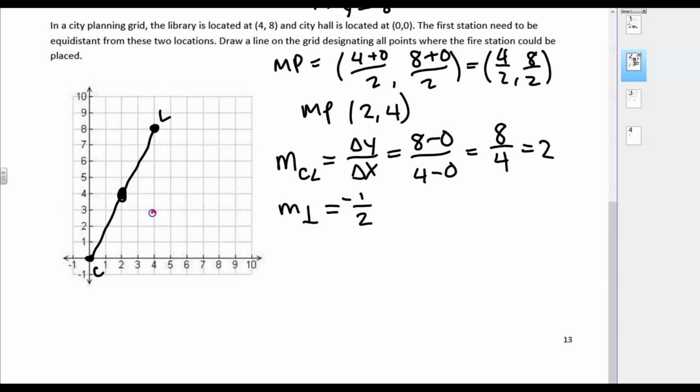So if I go down 1 over 2, and then I can reverse that from here too, this is the line we could draw on our map of all the possible locations for the fire station. All of the points on that line would be equidistant between C and L. They're not all equally close, of course, but they're all equidistant from point C and point L. So that's the answer to that question.